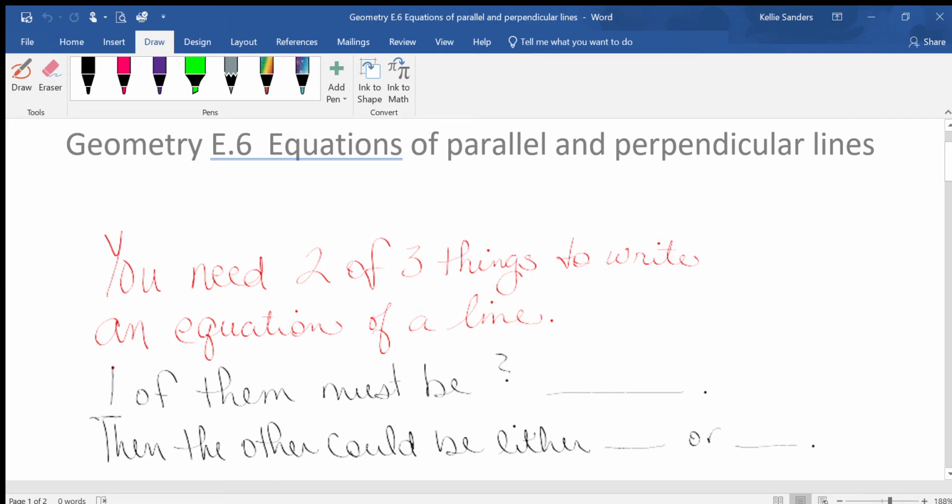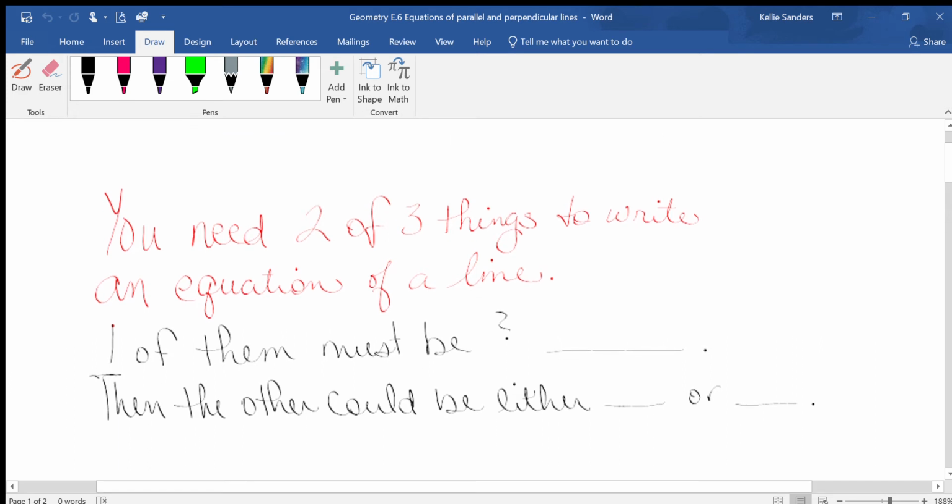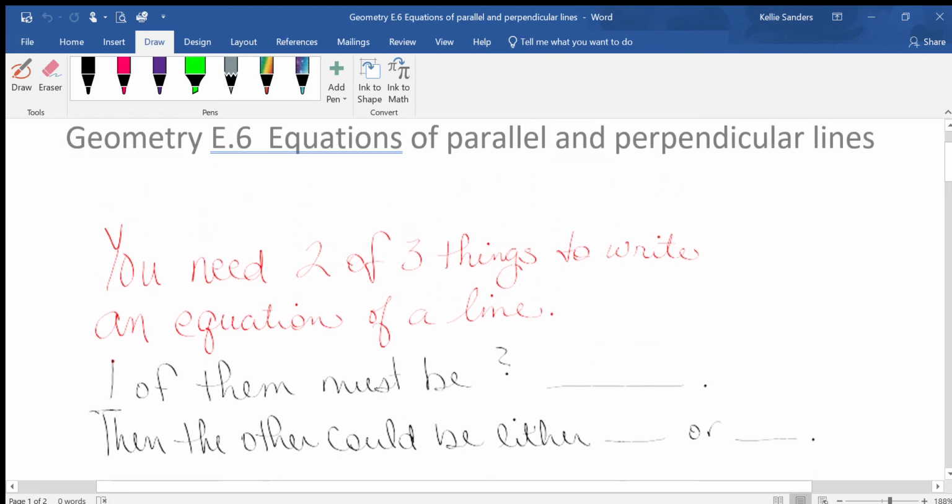Geometry, E.5 Equations of Parallel and Perpendicular Lines. This is the last lesson of Unit E. Yay! Okay, then we're going to go on to Unit F. So, let's get busy. To find equations.